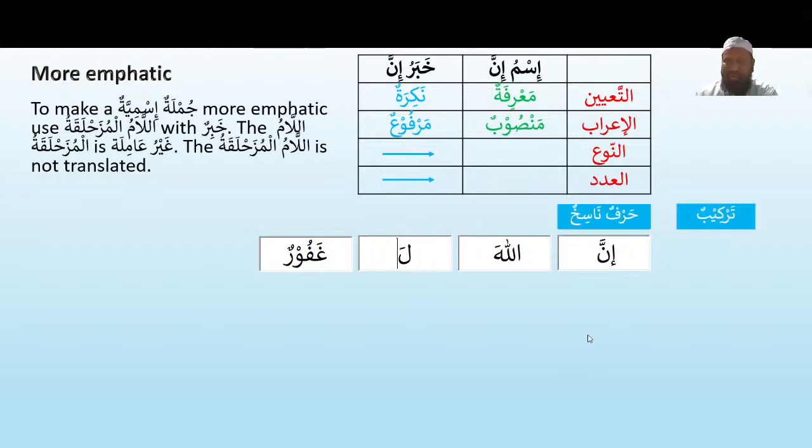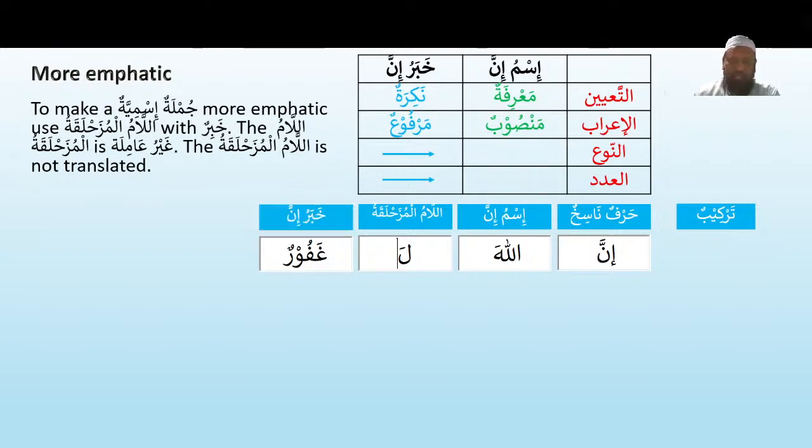So tarkib will be: inna harfun nasikhun. Lafz Allah ismu inna. Lam, lamul muzahlaqa. Al-lamul muzahlaqa. Muzahlaqa means changing from one place to another place. So because lamul ibtida is at the beginning, now this lam changed its place from the beginning and joined with the khabar. This is what it's called al-lamul muzahlaqa.